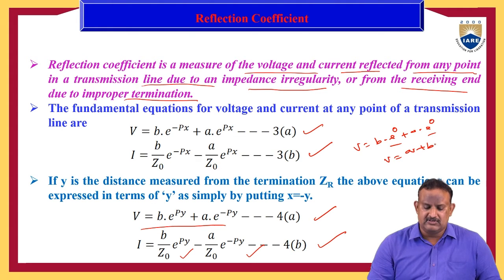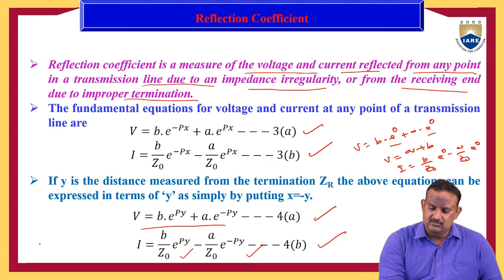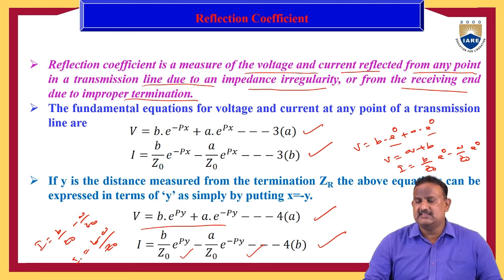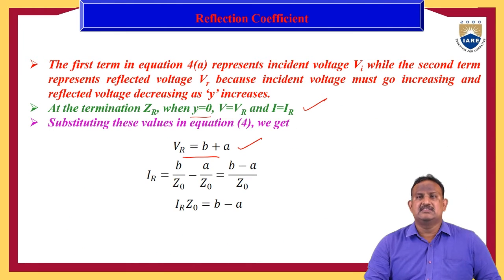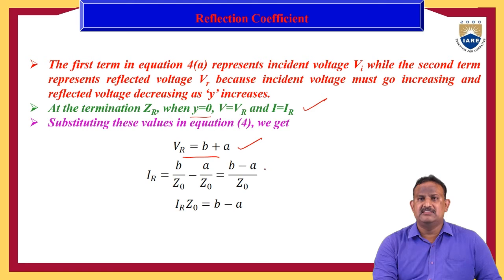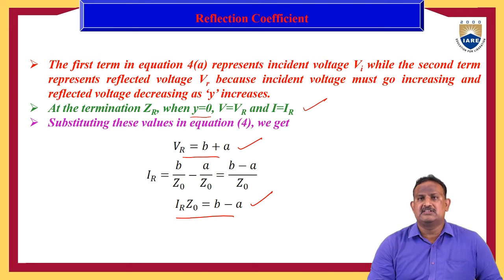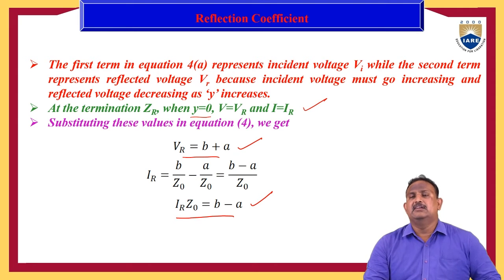Similarly, in the current equation, I is equal to B by Z naught into e power 0 minus A by Z naught into e power 0. So we can write I is equal to B minus A by Z naught. So these are the two equations: IR is equal to B minus A by Z naught, or we can write IR into Z naught equal to B minus A. Here if you solve these two equations, we can find the constants A and B.